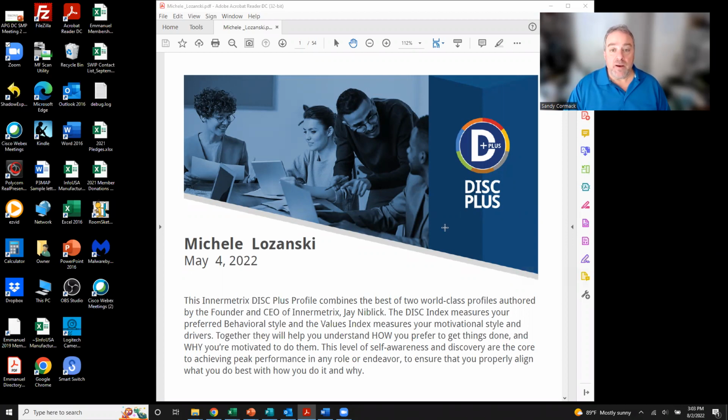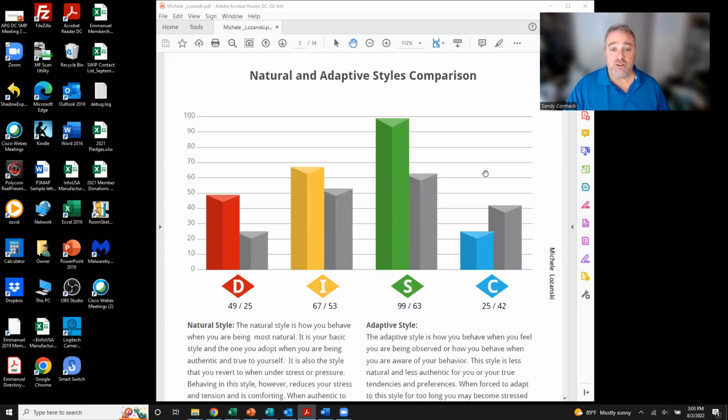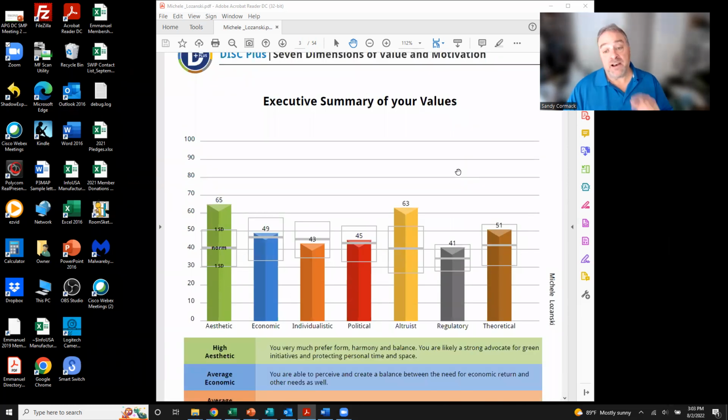And what I've got here is an actual DISC Plus report. Once you take the DISC Plus, the system sends you a link to download your results. So if you've already taken it, you should have received the link. Once you get that link, click on it and you'll download a PDF form just like this. When you get it, there's a title page, and then there's an executive summary that shows you your results for the DISC profile and the values index.